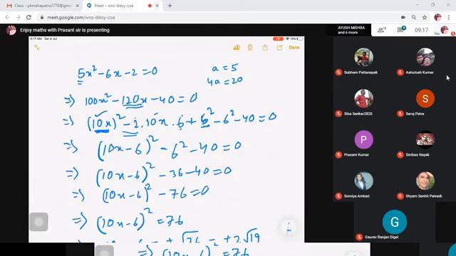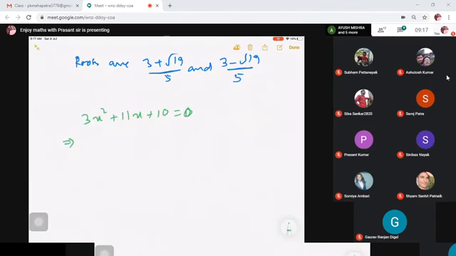Here a equal to 3. That means 4a equal to 12. So we shall multiply the equation by 12. So 12 into 3, that is 36x square. 12 into 11 is? 132x, and 12 into 10 is 120. That is equal to 0.